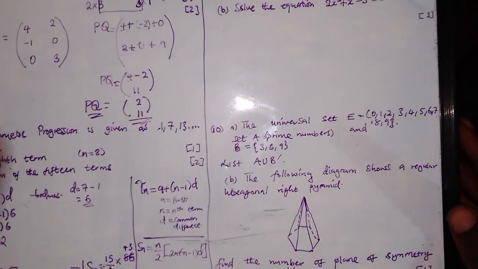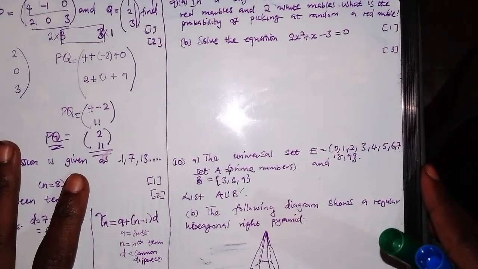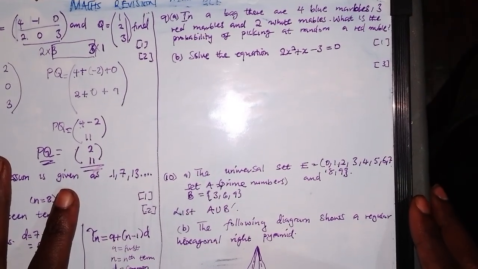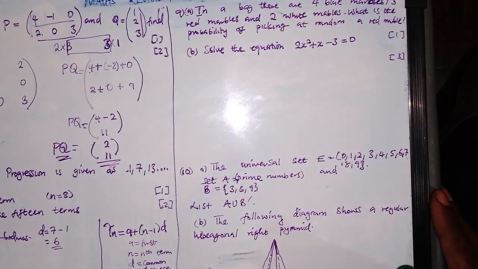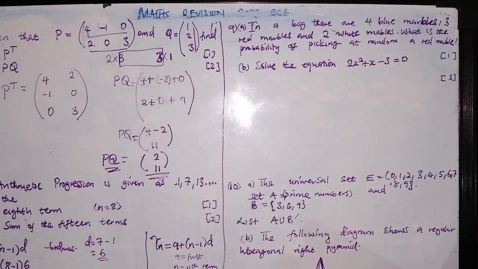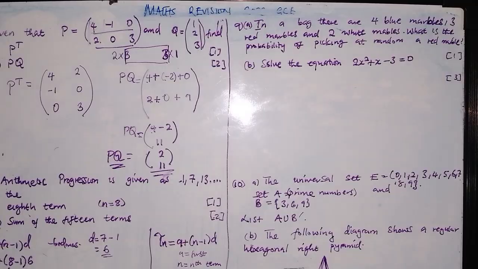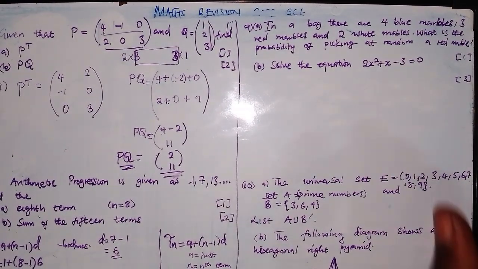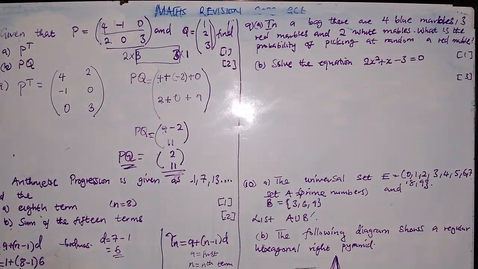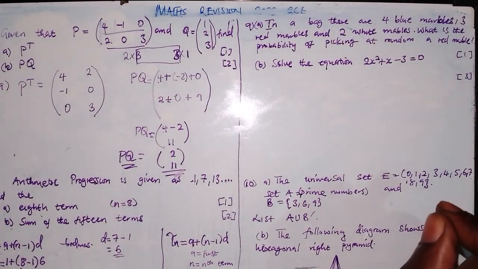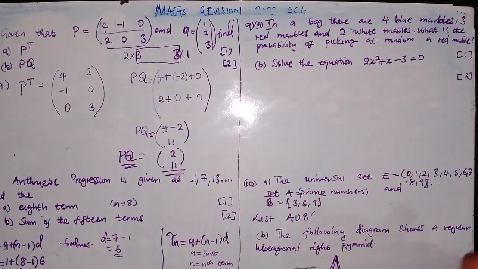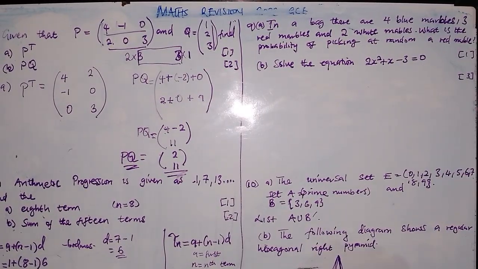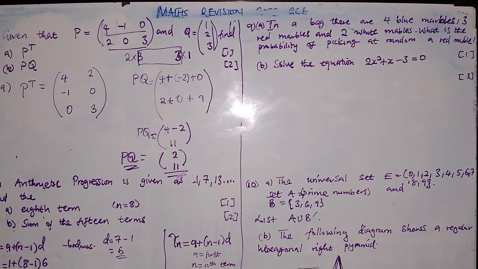Yeah. So moving on to our next question, which we'll solve in under 6 minutes, I think, because the time is almost up. So question 9 is saying, in a bag there are 4 blue marbles, 3 red marbles, and 2 white marbles. What is the probability of picking a random marble?